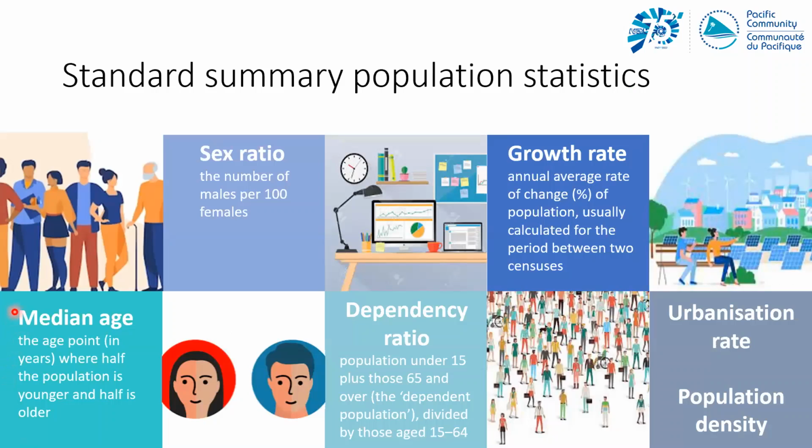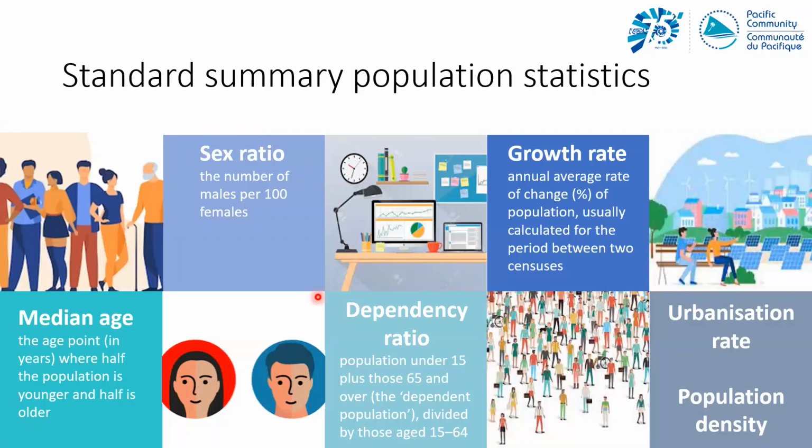Median age gives us a one figure to summarise the age pattern in a population. So it's the age where half the people are younger and half are older. The sex ratio compares males per 100 females, and again that can be done for the total population or within the age groups. And it's worth noting when we're talking about populations we express it as males per 100 females, but if you're doing gender parity work then the indices use females per 100 males, so that's just a little trick to be aware of.